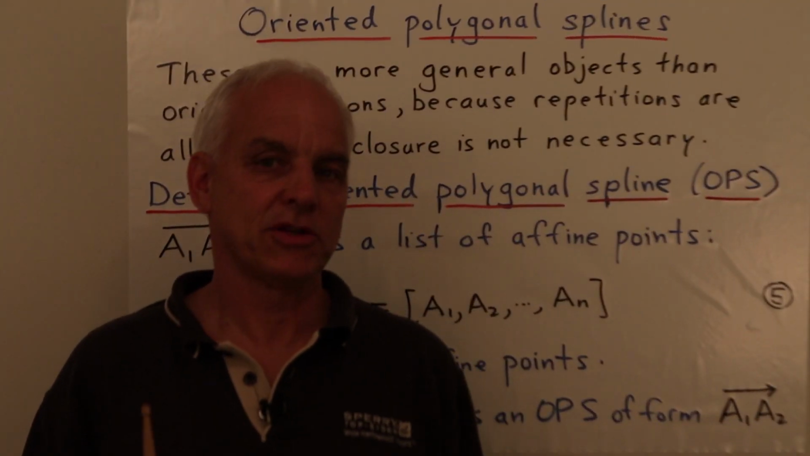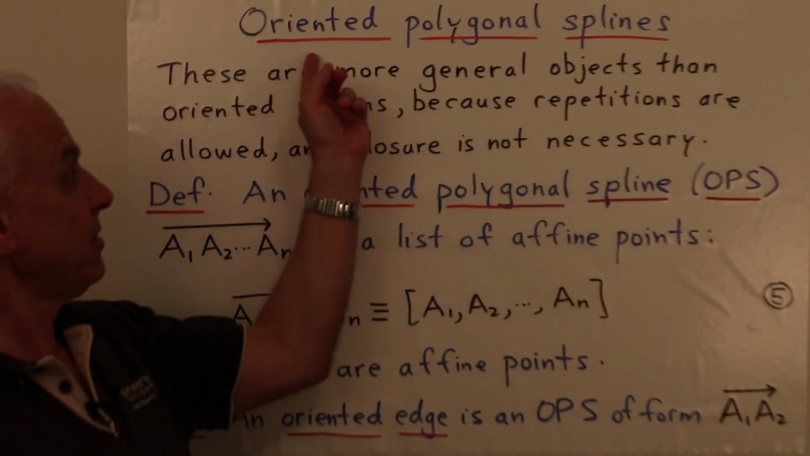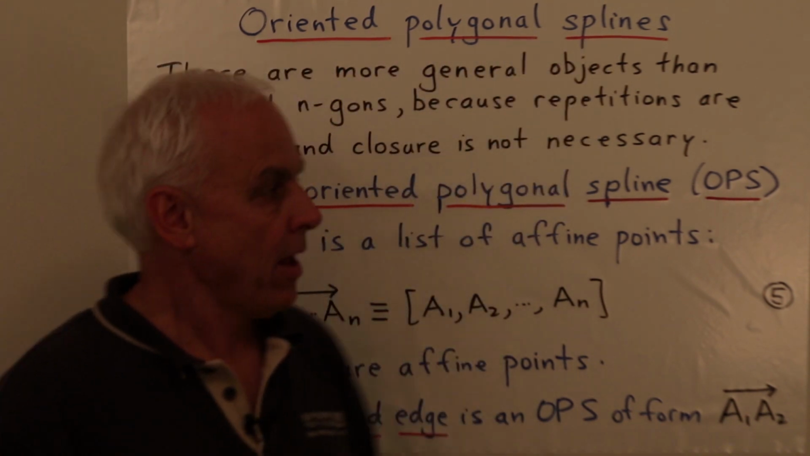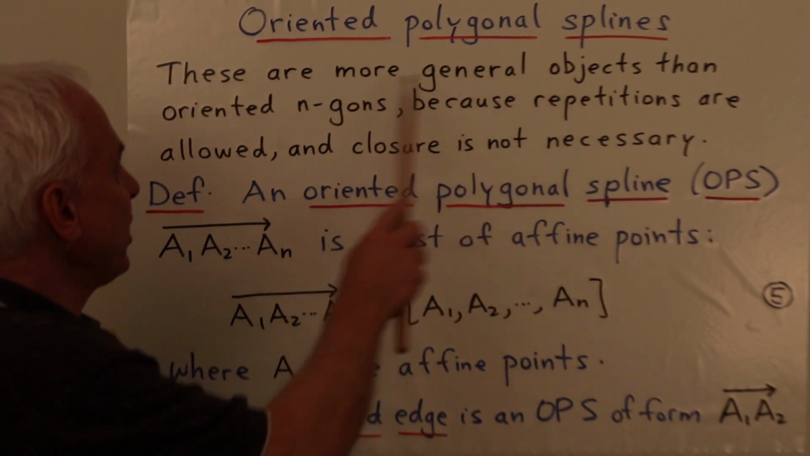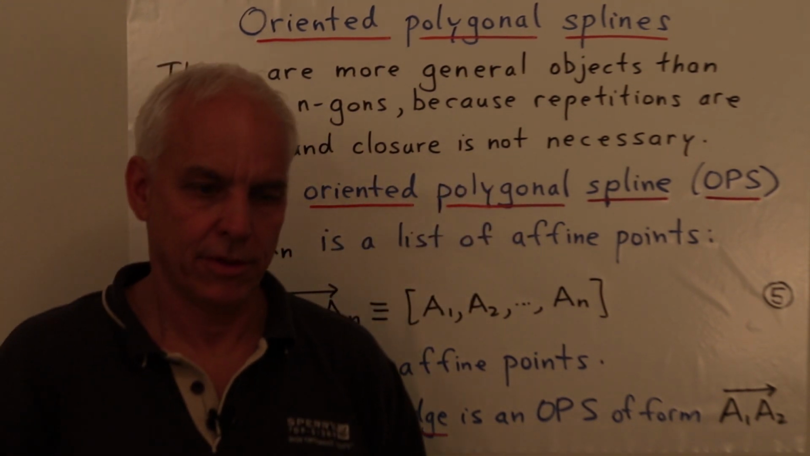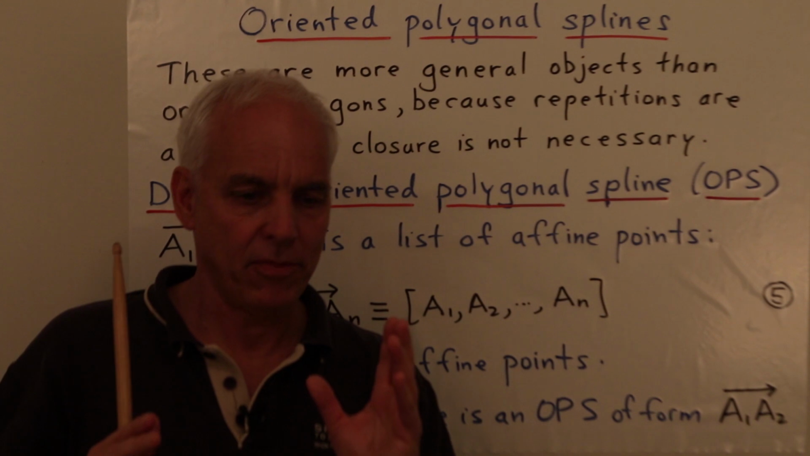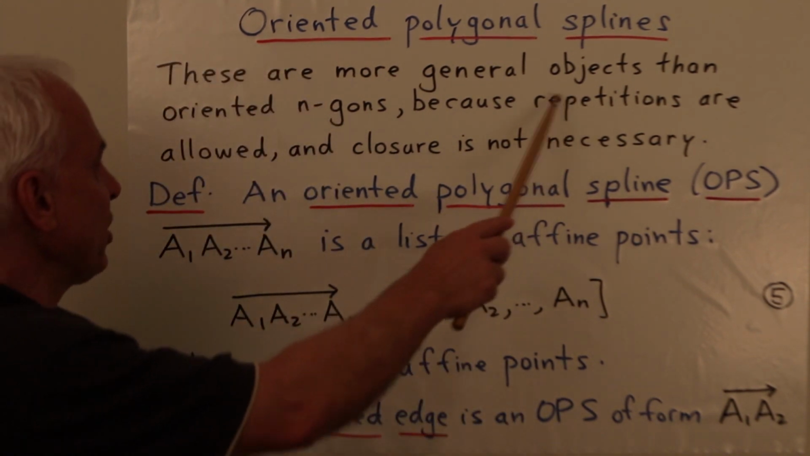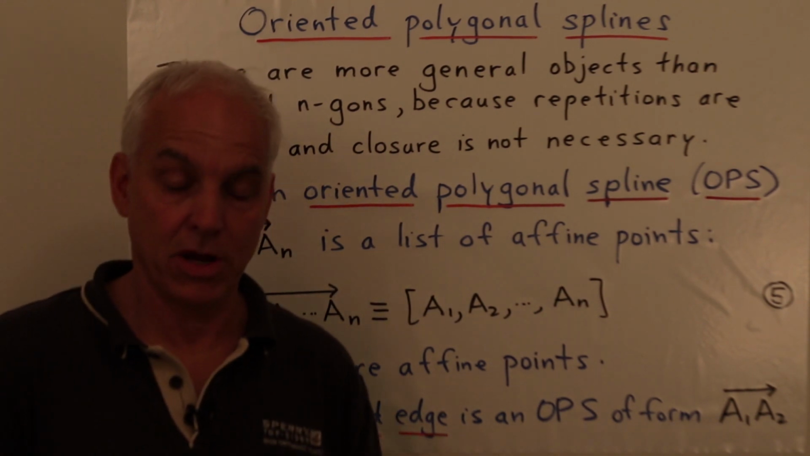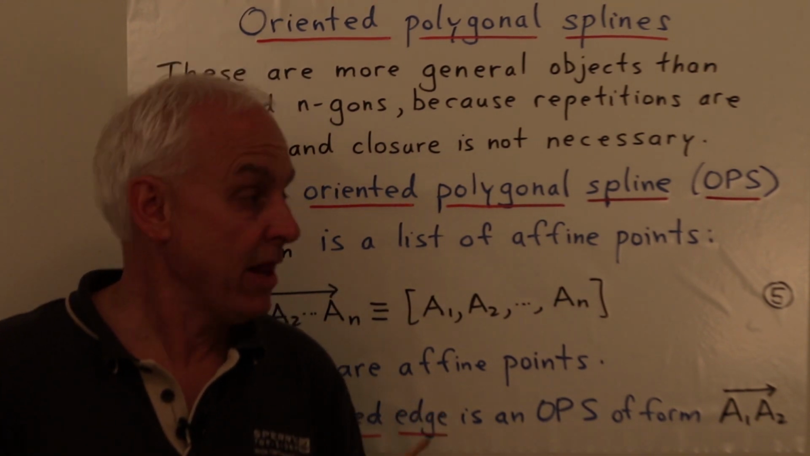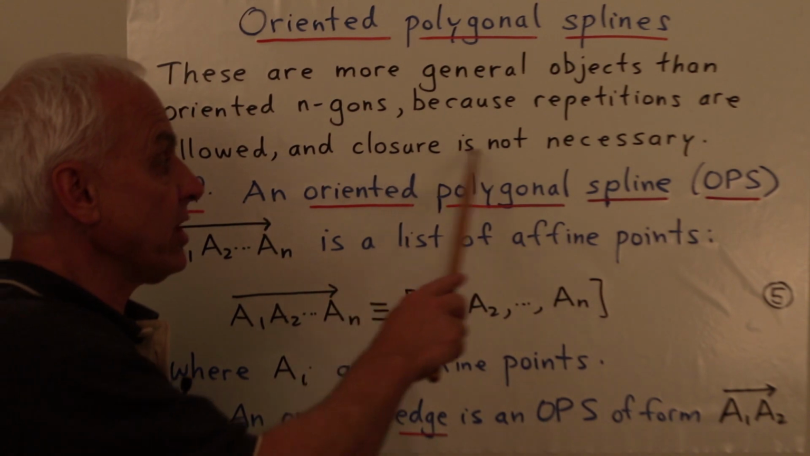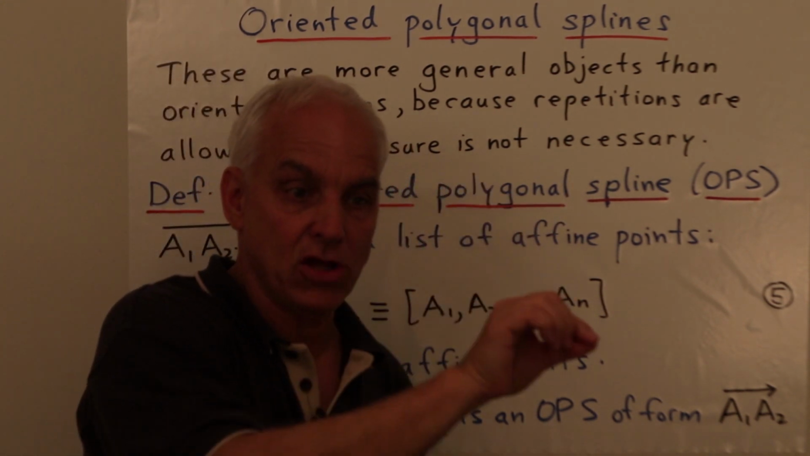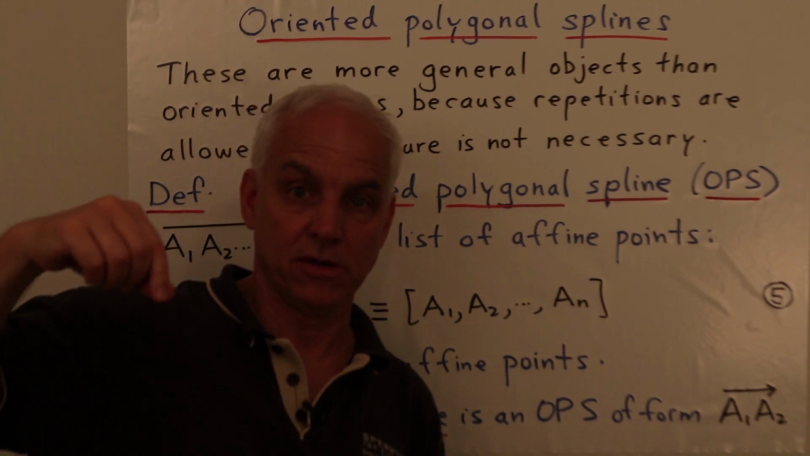All right, so let us introduce oriented polygonal splines. These are more general objects than oriented n-gons. They're like oriented n-gons, except that we're being more general in two different ways. First of all, repetitions are allowed. We are now going to allow repetitions. And furthermore, closure is not necessary. We are not going to insist that the n-gon come back to where it started.